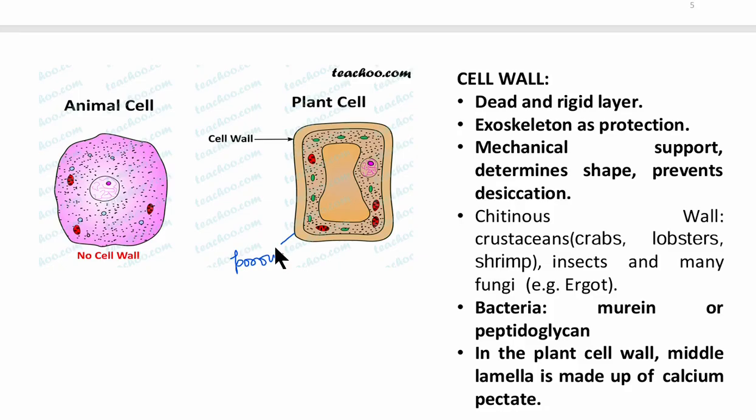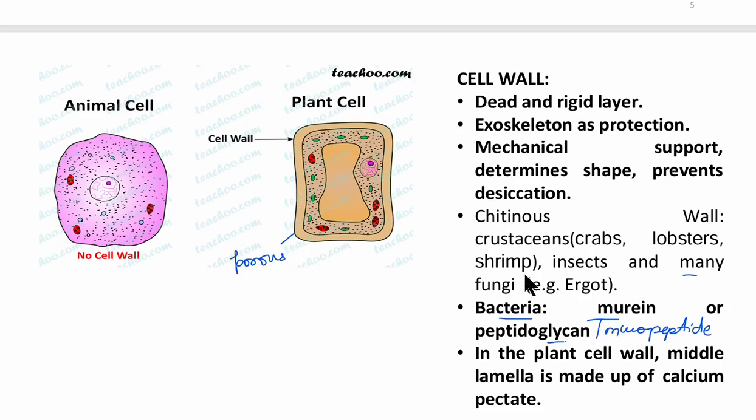In bacteria and cyanobacteria, the cell wall is made up of murein, which is also known as peptidoglycan, or mucopeptide. And likewise, in case of fungi, the cell wall is made up of chitin.